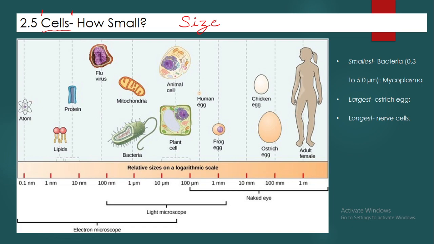Much smaller is the frog egg, but the frog egg also can be seen. The frog egg is about 1 millimeter in diameter. The human egg is much smaller than that, and again much smaller than that one, coming in the micrometer scale. Between 10 micrometers and 100 micrometers, you have the animal cells and plant cells.